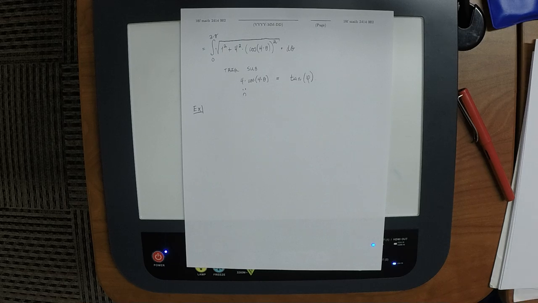Okay, so an example of one that will definitely work. I'll not make one up and hope.